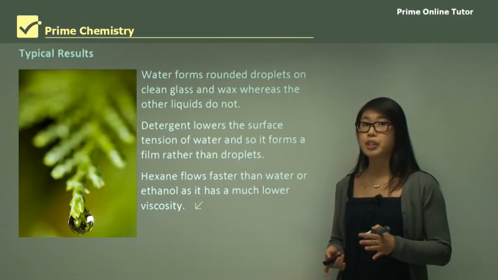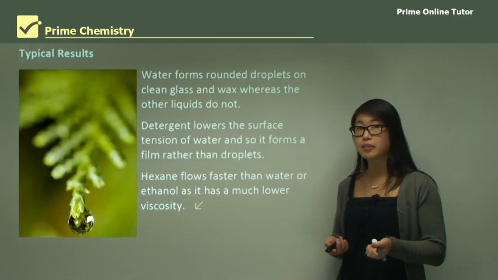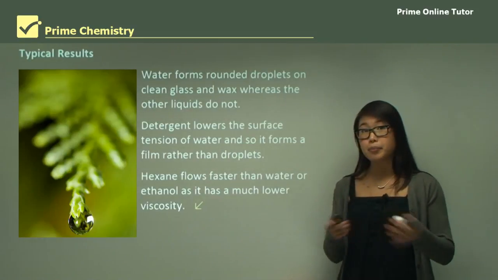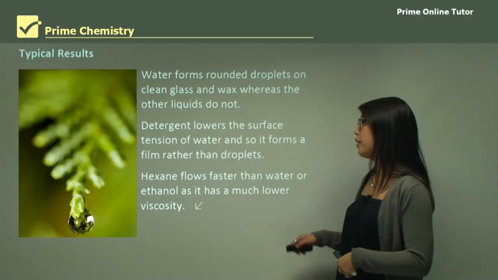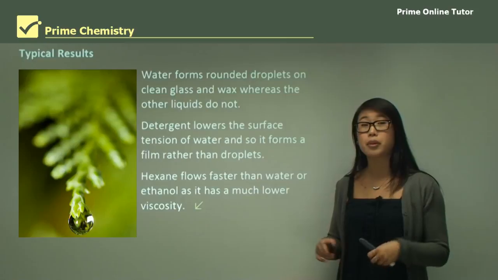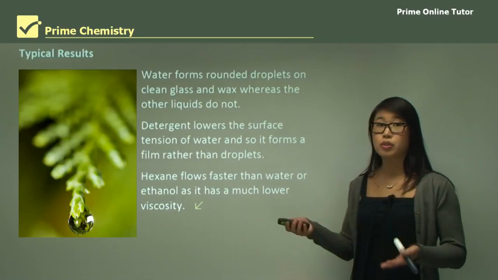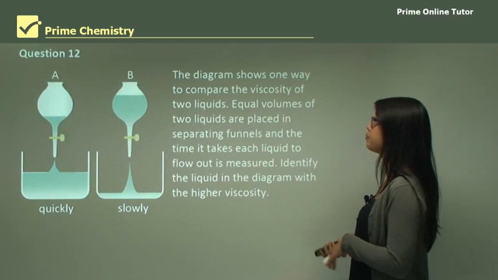So here we're demonstrating that water has high surface tension and high cohesive forces by giving us rounded droplets. Detergent can break up these forces, making it form a film similar to that of hexane, and hexane has the lowest viscosity because it's the fastest one to come out. With that, we can do a few questions to see how we're going with what we understood.